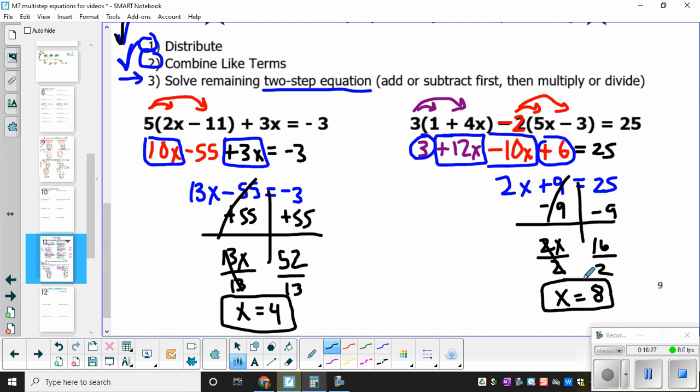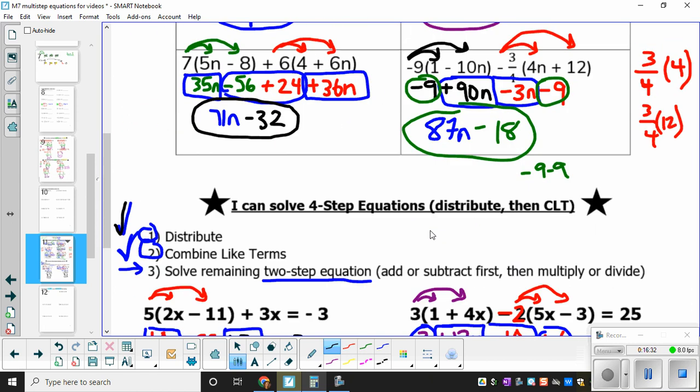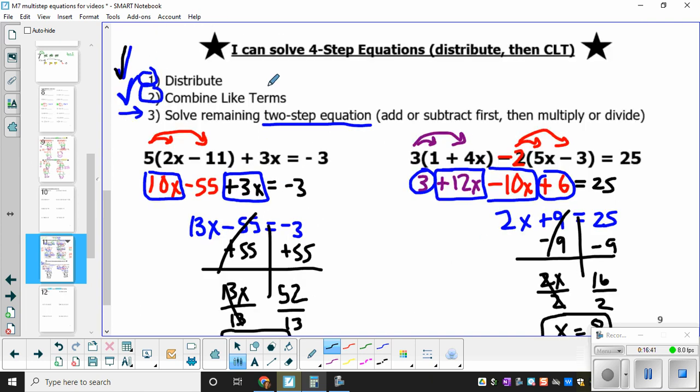All right. So this is the beginning part of today's video. It kind of walked you through some practice examples and then how we're about to apply it. And now you guys are getting ready to watch another video where I just walk you through all the different types of scenarios that you could possibly see where you'd have to distribute, then combine, and then have your two-step equation left over.